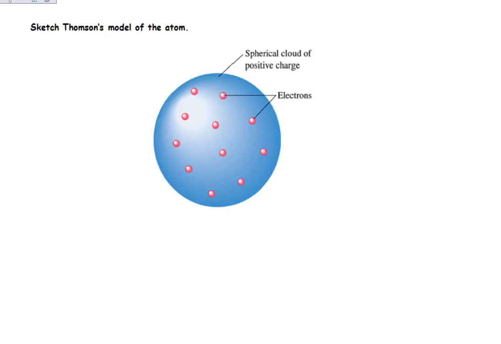I like to think of the plum pudding model as more of a chocolate chip cookie, where we know there are these chocolate chips. He's going to call them electrons. There are these negatively charged particles. He didn't really know what to do with them, or he didn't really know where they go. So he's just going to say they're randomly scattered throughout the atom. So these little guys are the negatively charged electrons. So it's kind of like the chocolate chips.